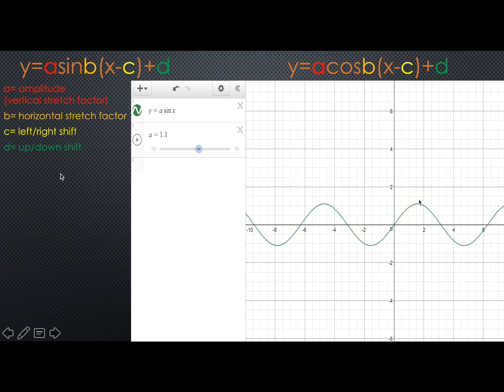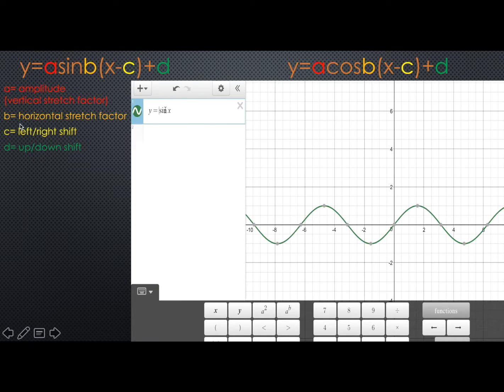Now I want you to notice what happens when our a value becomes negative. Specifically, look at this part right here. See, when a is negative, this part is below the x-axis. When it's positive, it's above the x-axis. Let's go on to our b, or our horizontal stretch factor.